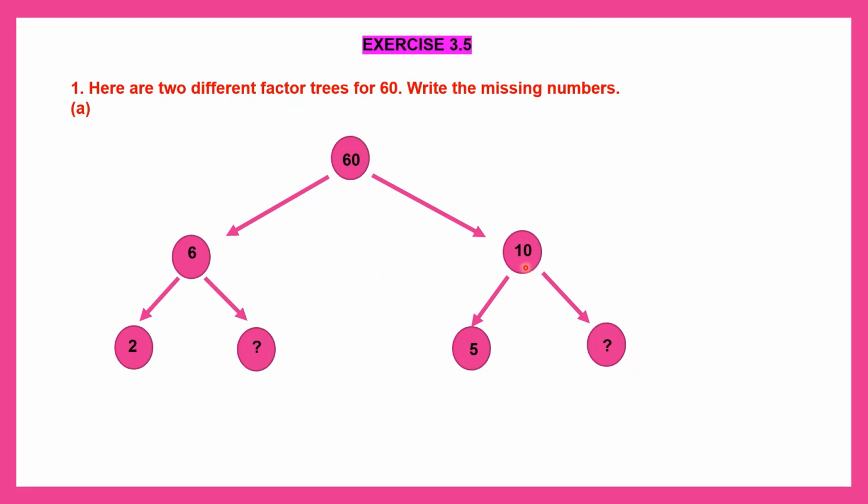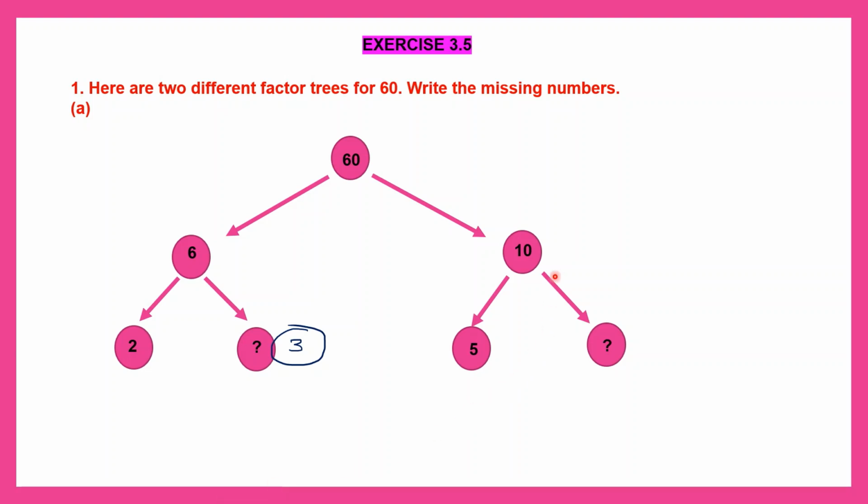6 tens are 60. Now 6 is again broken down into 2 into what? That is a question, so we need to write the answer there. 2 into what will give us 6? 2 threes are 6. So the answer in this circle here is 3. So what are the prime factors of 6 here? 2 and 3.